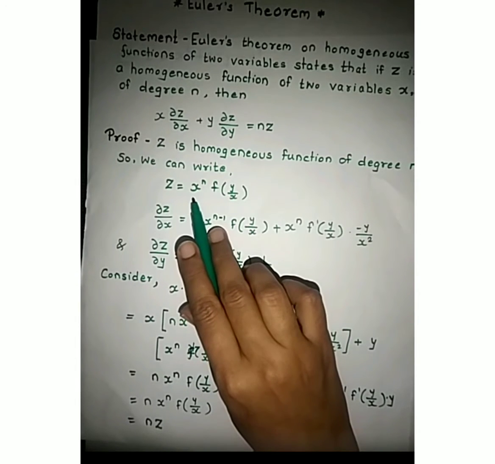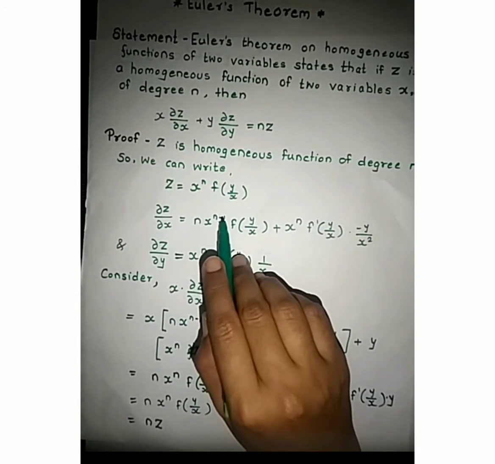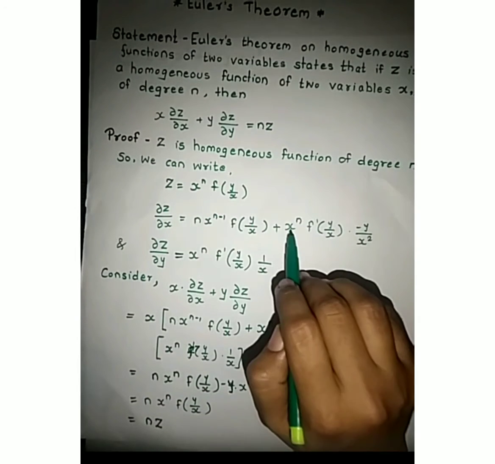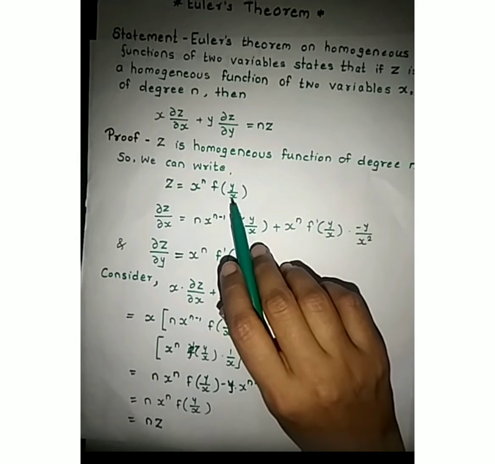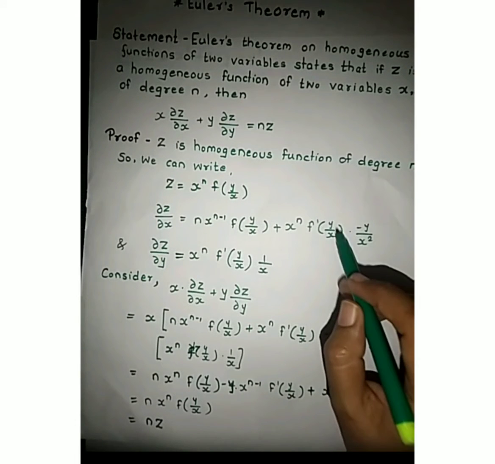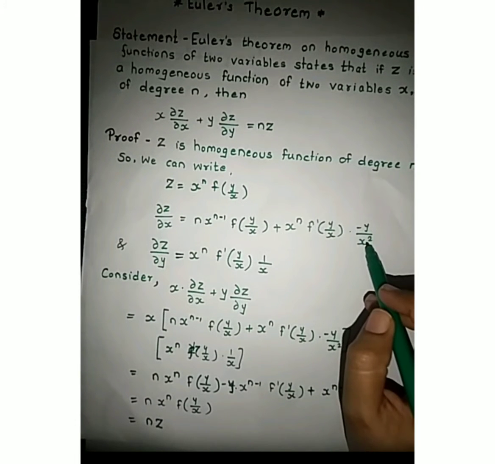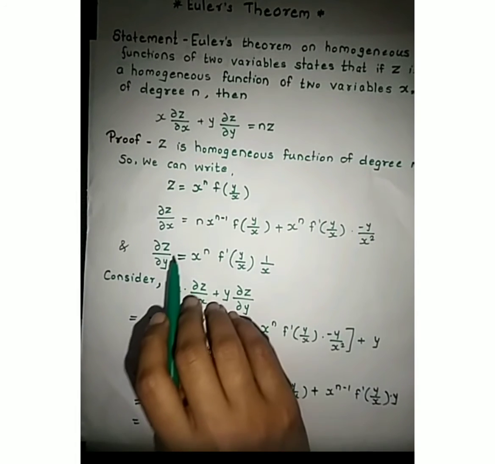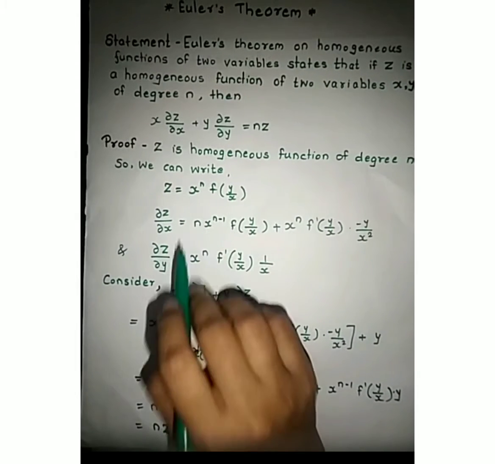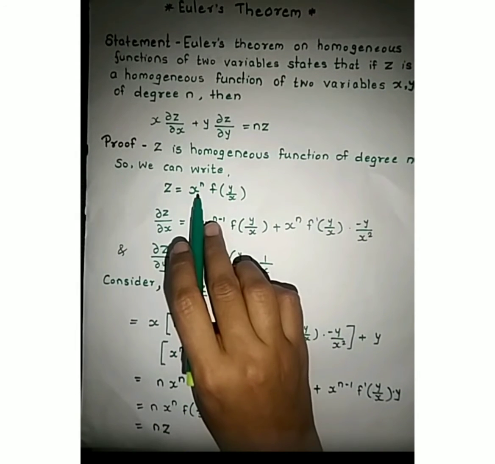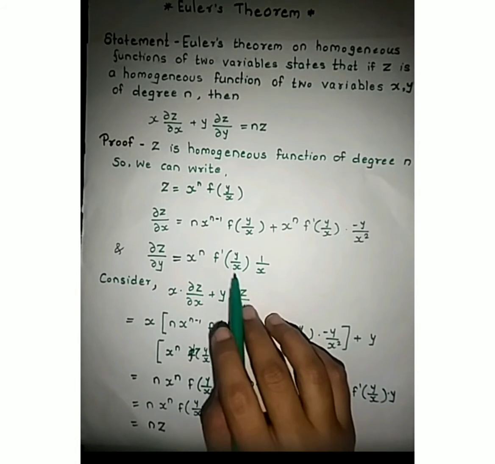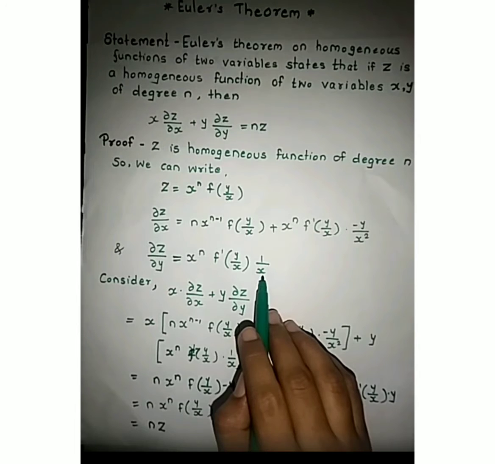So the derivative of the first function is n x raised to n minus 1, second function as it is. Now the first function x raised to n as it is, and the derivative of the second function f of y by x is f dash of y upon x, and the derivative of y upon x is minus y upon x square. Similarly, if we take the partial derivative of z with respect to y, then x is constant here, therefore x raised to n is constant, and the derivative of f of y by x is f dash of y by x, and the derivative of y upon x is 1 by x.